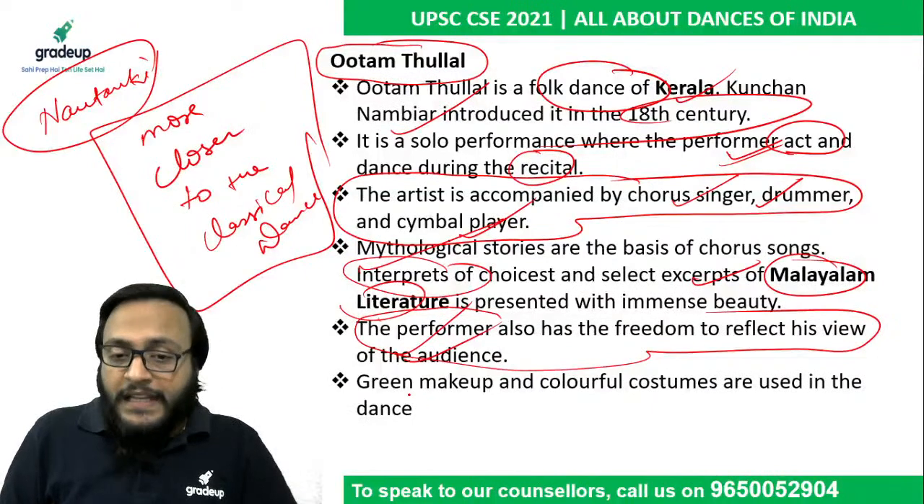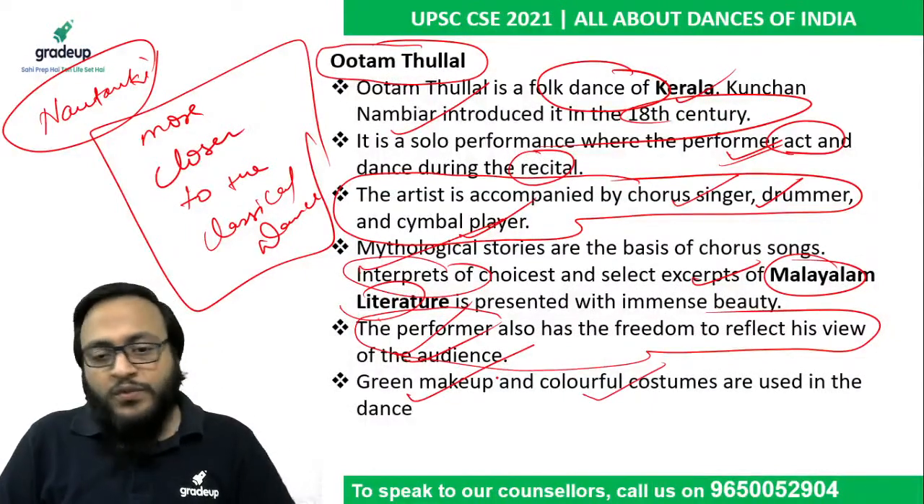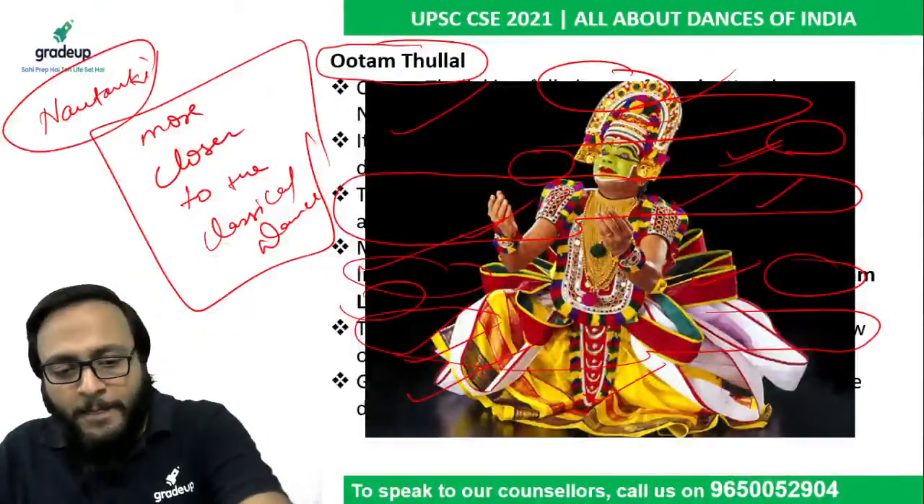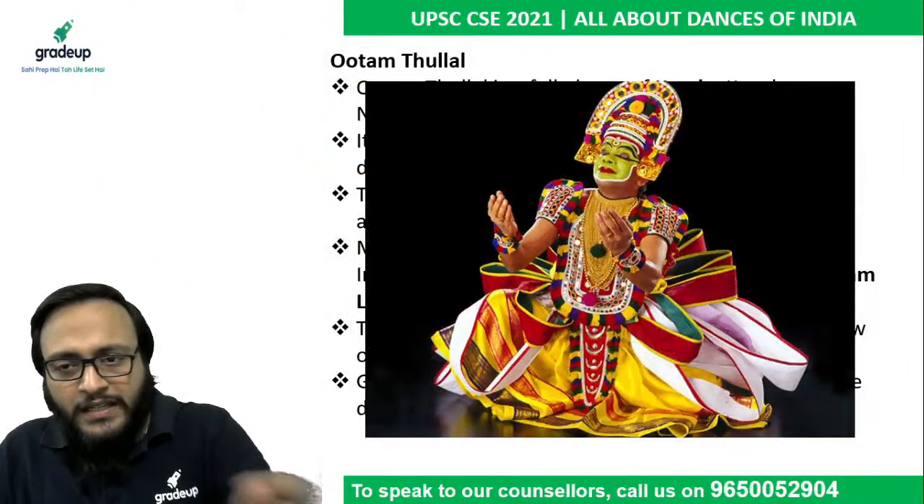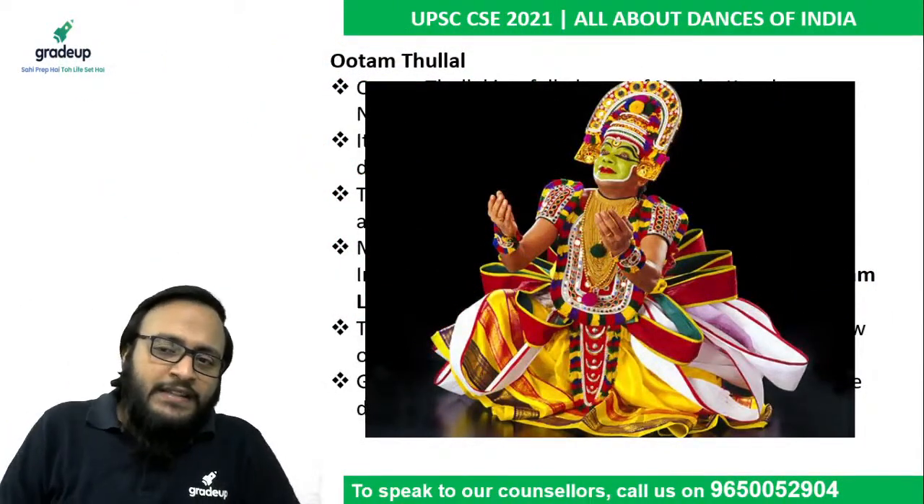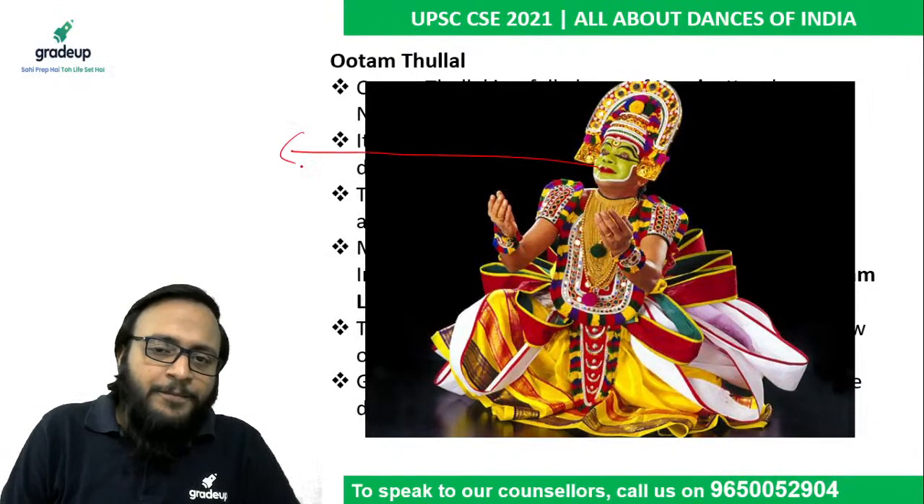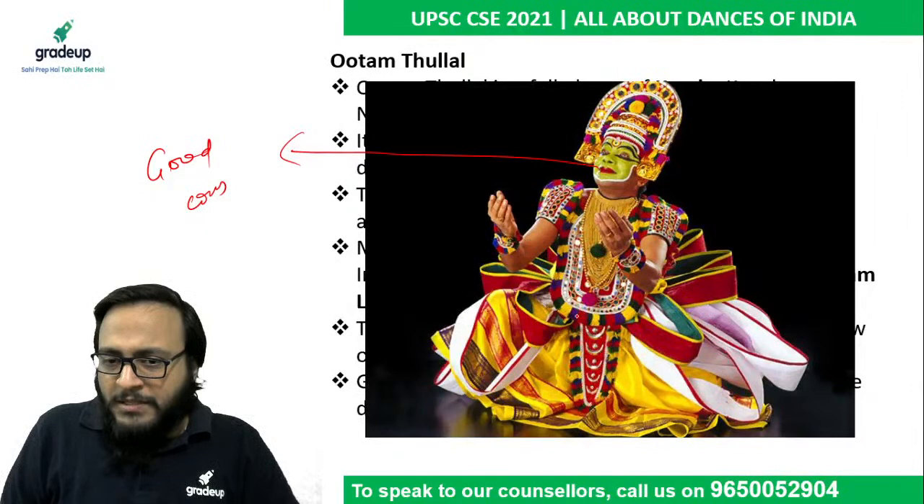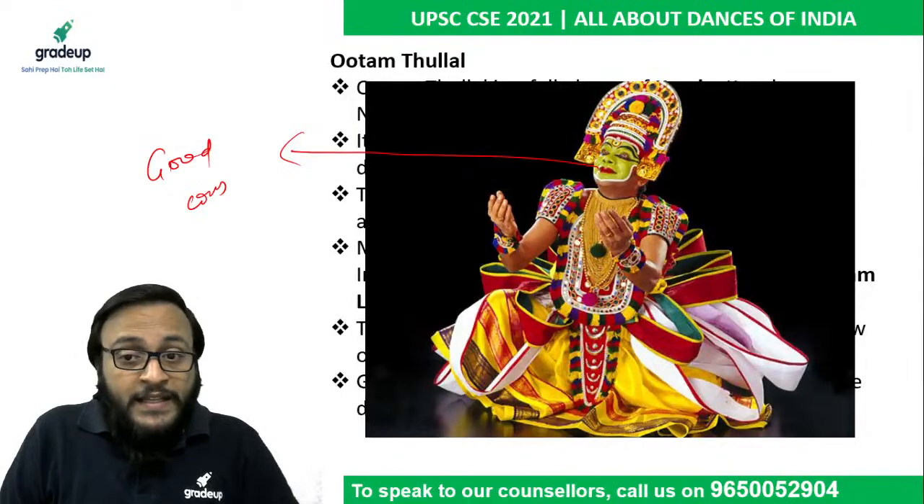Now, green makeup and colorful costumes are used in this dance. So those who have studied about Kathakali in Kerala know that green symbolizes good conduct, the sober and the noble people. Okay. That is why you can see the typical costume, the bright costumes and jewelries, and you can also see the green color on the face with the outline of white.